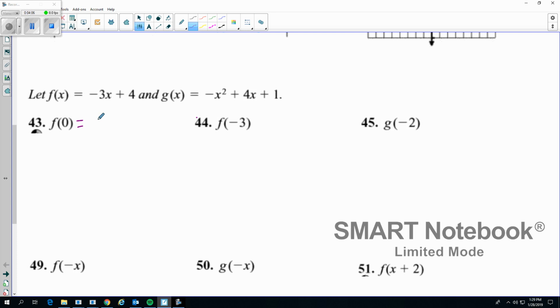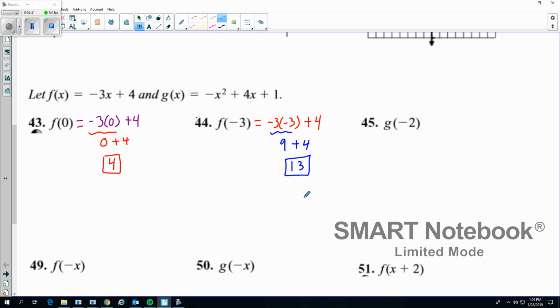Plugging in 0, so we're just going to have negative 3 times 0 plus 4. So negative 3 times 0 is 0, 0 plus 4, so we get 4. So when you substitute 0 into the f function, it simplifies into a 4. Now let's try plugging in negative 3. So we're going to have negative 3 times negative 3 plus 4. So negative times a negative gives us a positive 9 plus 4. 9 plus 4 is 13.